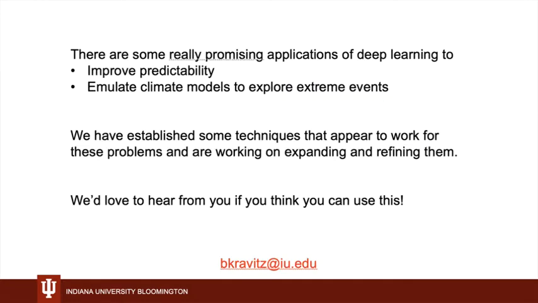So there are some really promising applications of deep learning to improve predictability. We've explored 2 aspects of it, so forecasting, improving predictability, emulating climate models to explore extreme events so we can get predictability of rare events. We've established some techniques. They appear to work. I mean, this isn't art appreciation. We have some metrics to back this up, but there are lots more things we can do.